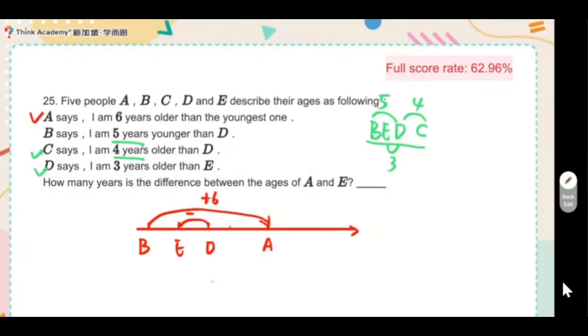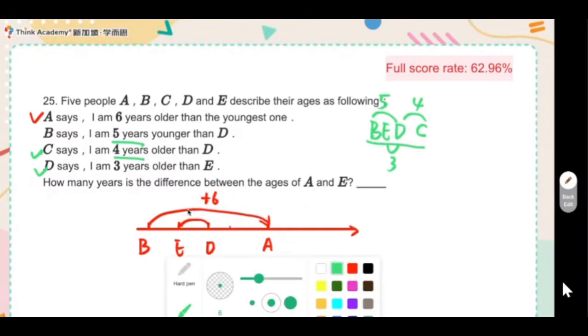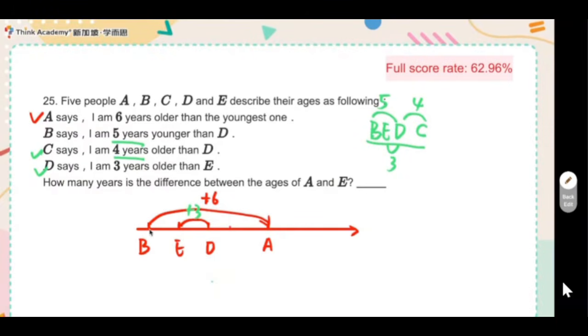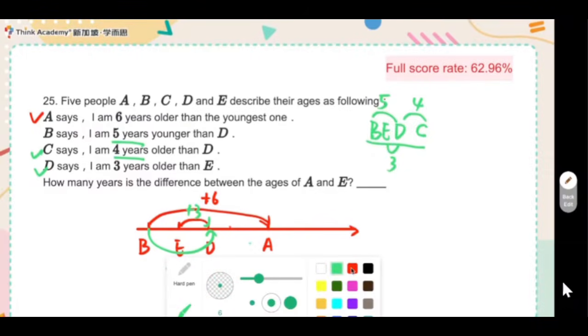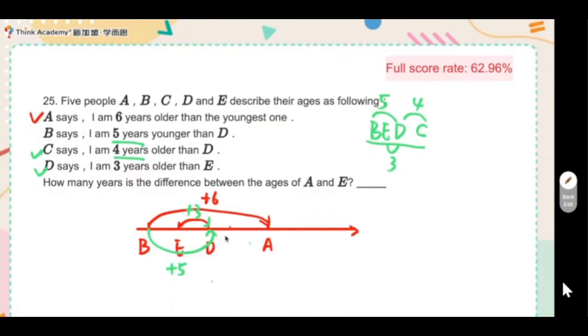Oh, let me change to another color. 3 years. And then B is 5 years younger than D. Okay, then everyone, we can see we also know that C is 4 years older than D. So here is their relationship. But everyone, let's see, am I correct? Does C look like this?